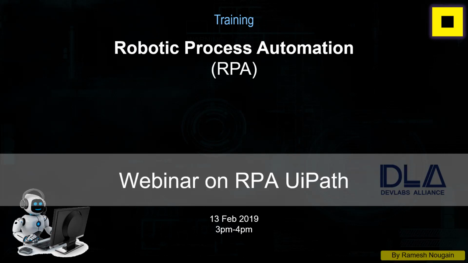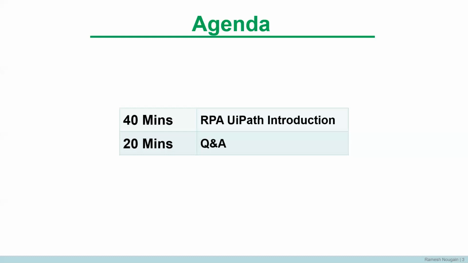So let's get started and talk about the agenda that we'll be covering in today's session. The first 40 minutes will be about robotic process automation, what it is all about. We'll see RPA in action. We'll build a couple of demos using RPA UiPath. And the last 20 minutes are reserved for questions and answers.